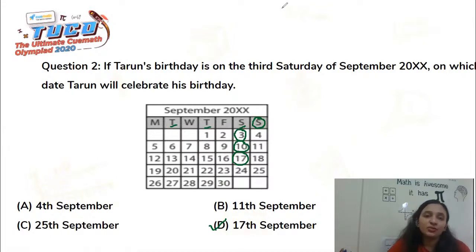The key thing here to know is that your children must be really very thorough with the sequence of the days in a week, and that would ease out the question completely.